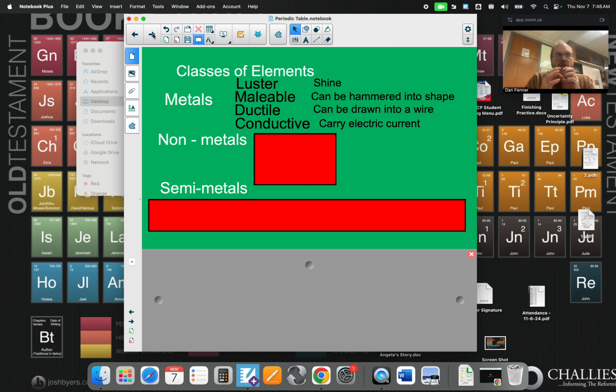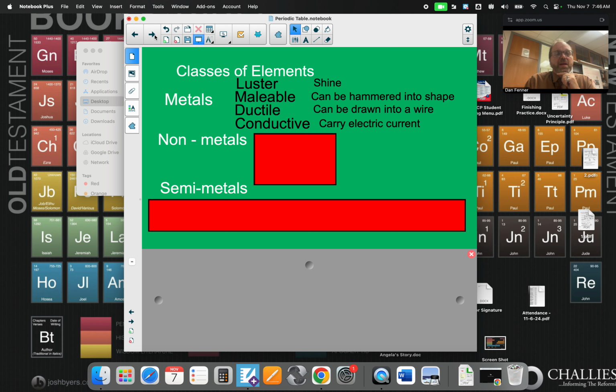Now, you look at something like sodium. Sodium doesn't have a great luster. The reason for that is it's so reactive that the second it's exposed to air, it reacts and loses that luster. But it still has it for half a second maybe. So as a result, we still consider that a characteristic of a metal.